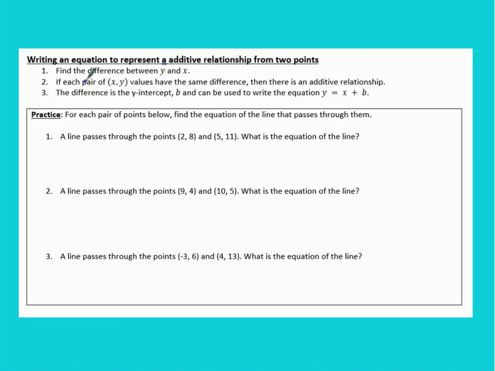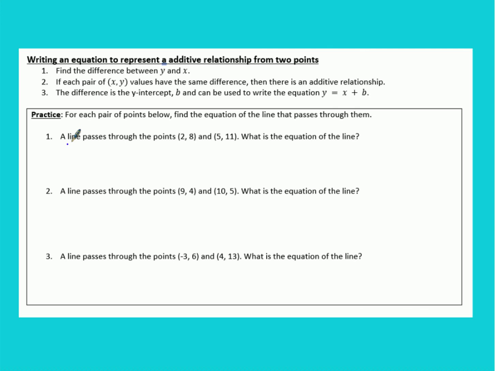Now as we go into our next example, this is telling us that we'll have to write an equation that represents an additive relationship from 2 points. First thing you want to do is find the difference between y and x, and then if each pair has the same difference, then we can say there's an additive relationship, and then the difference will be our y-intercept, and we can write it as y equals x plus b. So it says in the first example, a line passes through the points (2, 8) and (5, 11). What is the equation of the line?